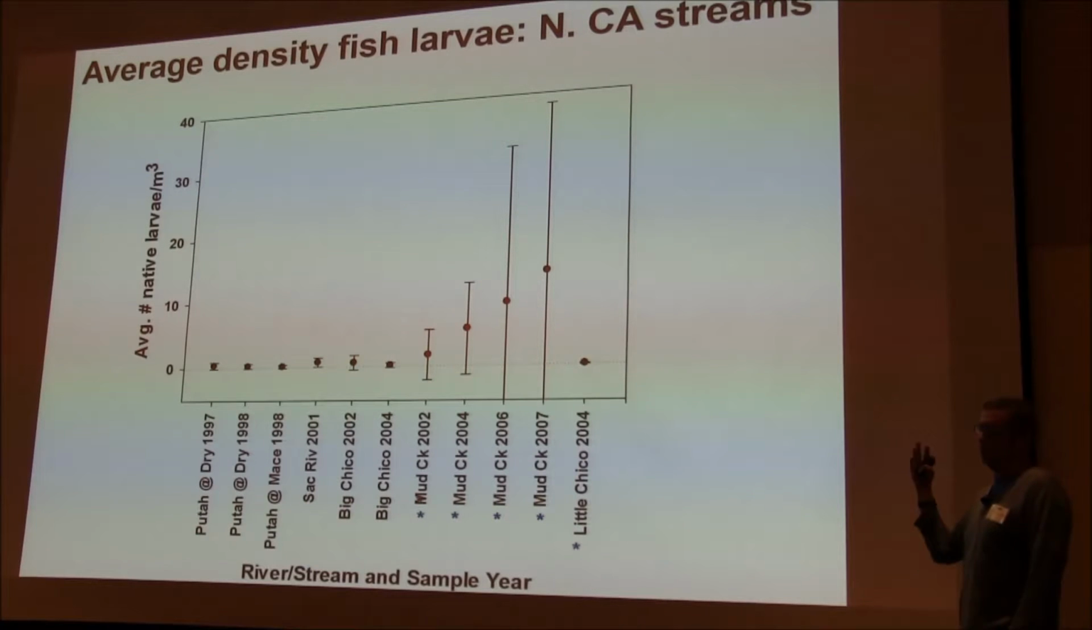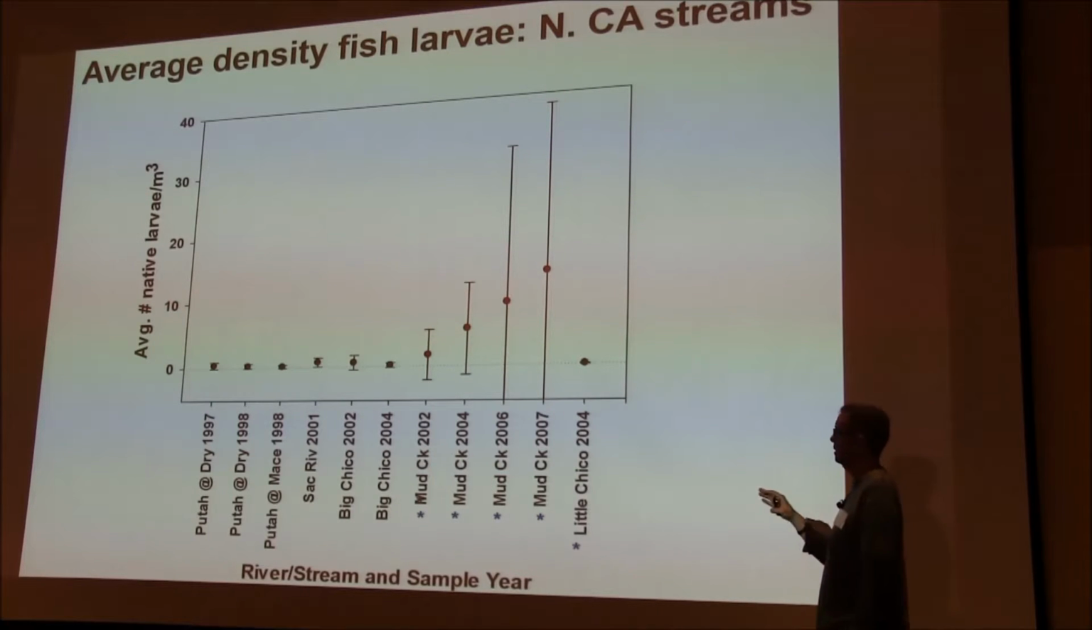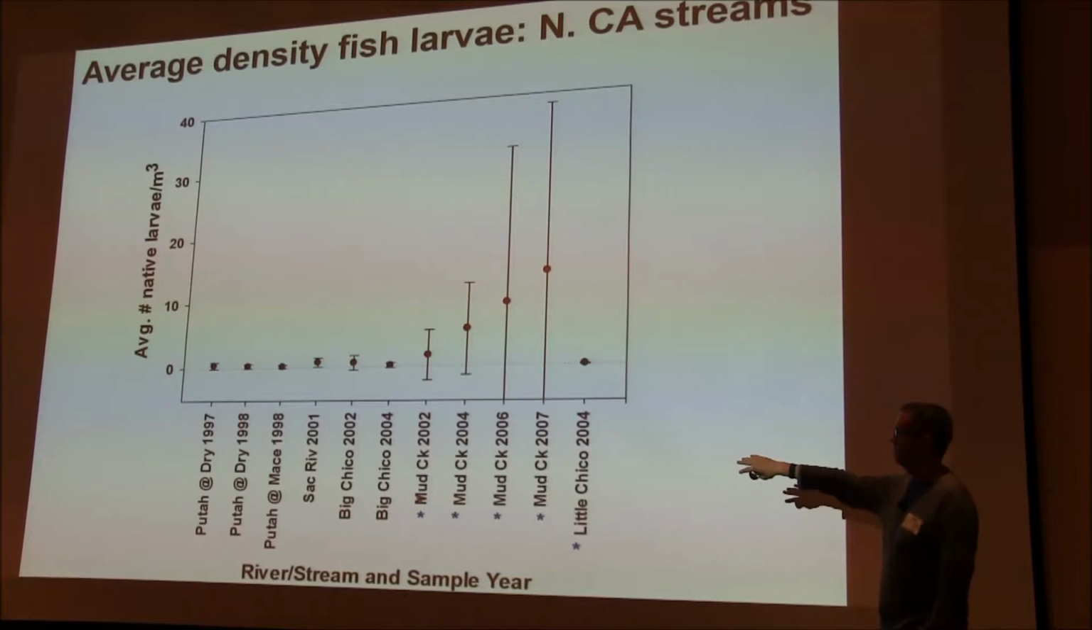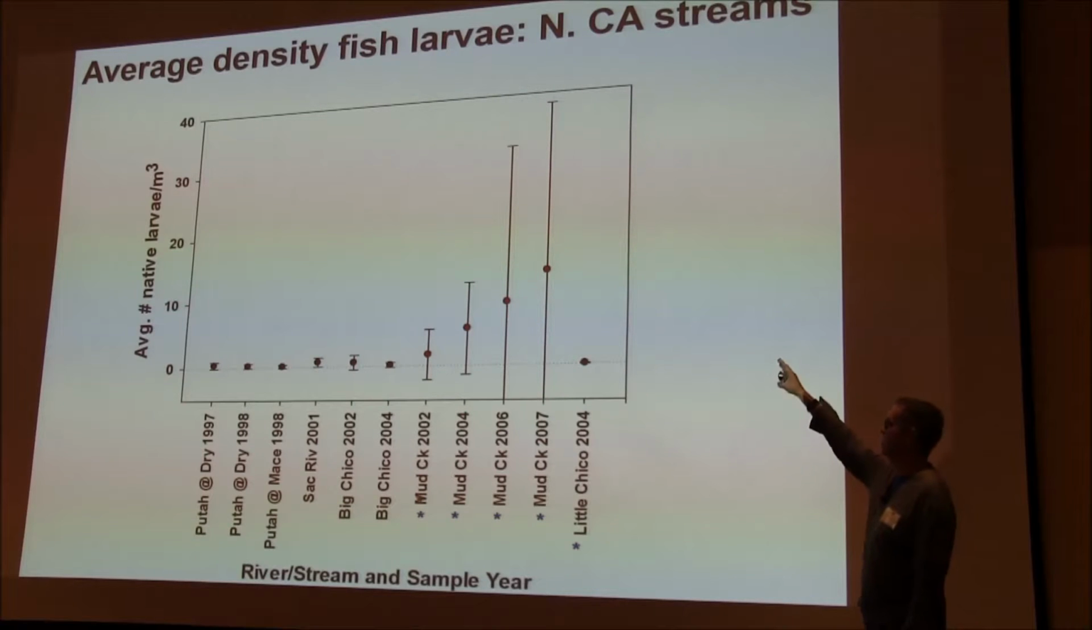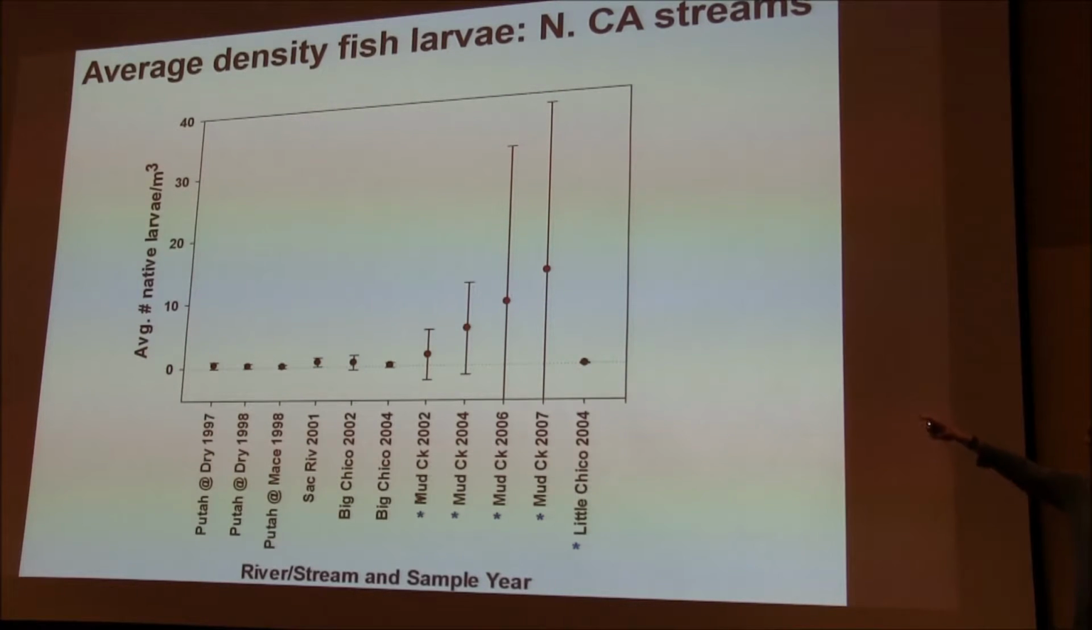Just to highlight how important and unique Mud Creek is, and maybe it's unique, maybe it's not. We never could determine this exactly. This is just data that my lab collected over many years in a bunch of different streams around Butte Creek right here, the Sacramento River, Big Chico Creek, Mud Creek, and Little Chico Creek. And this is just average native larval density. And you can see that Mud Creek really just jumps out there at you, the 4 years we have there in the red, showing that something interesting is going on there.